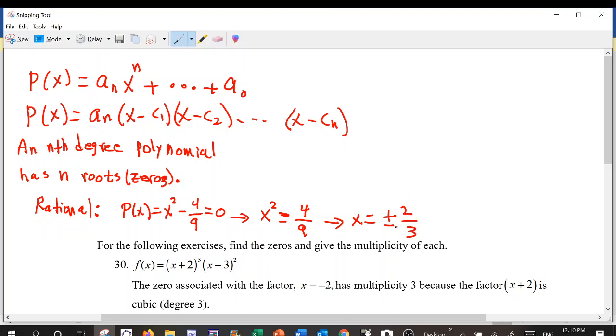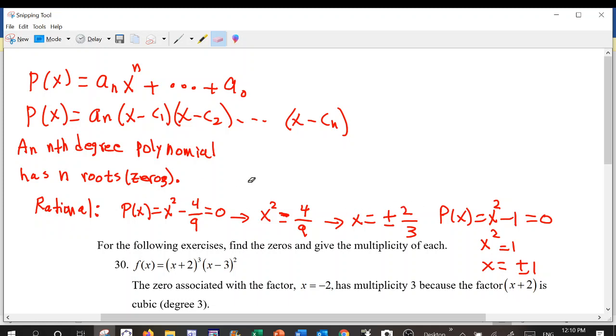This is a rational root. So another example would be p of x equals x squared minus 1. If you set it equal to 0, x squared equals 1, so x is plus and minus 1, right? So these are rational roots.